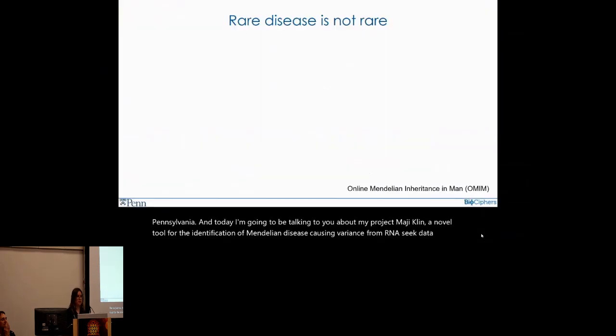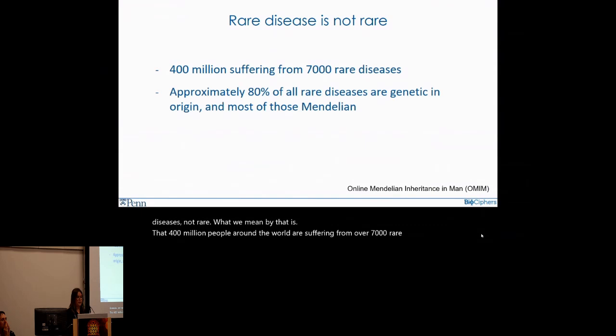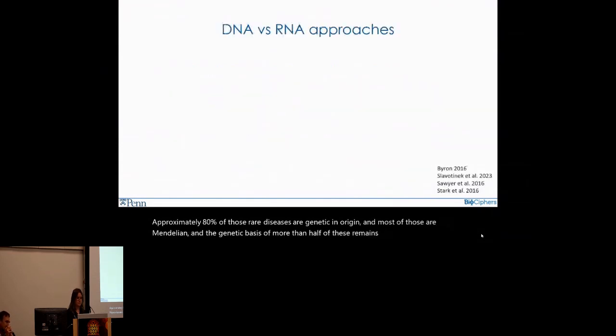So rare disease is not rare. What we mean by that is that 400 million people around the world are suffering from over 7,000 rare diseases. Approximately 80% of those rare diseases are genetic in origin, and most of those are Mendelian. And the genetic basis of more than half of these remains unknown.